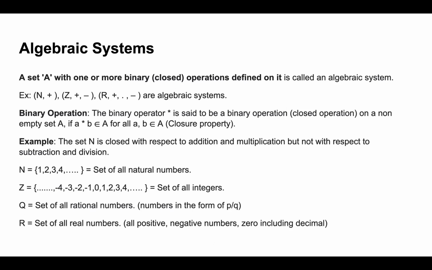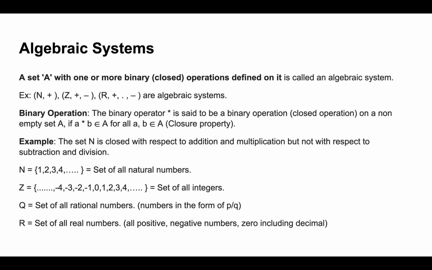Okay, binary closed operation. Whatever the set is given there and the specific operation which is given there, when that operation is performed on any 2 elements in that set, and the answer is present in that same set only, then that set will be known as an algebraic system. Okay. Example, what is given here? N plus. Okay, N plus means again what is it?